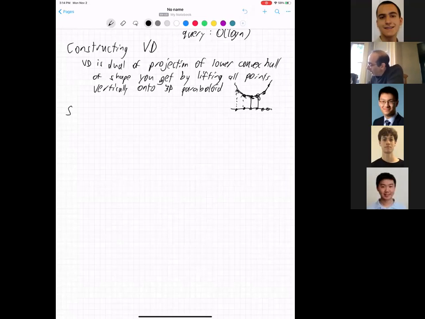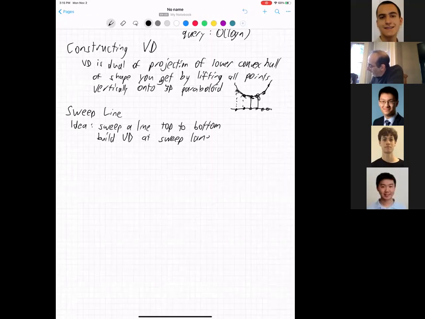So we're instead going to look at a sweep line algorithm for this problem. The basic idea is to sweep a line, and just to be consistent with all of the literature, I'm going to change directions. I'm going to sweep a line from top to bottom, and I'm going to build the Voronoi diagram at the sweep line.